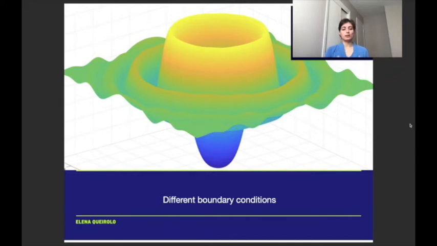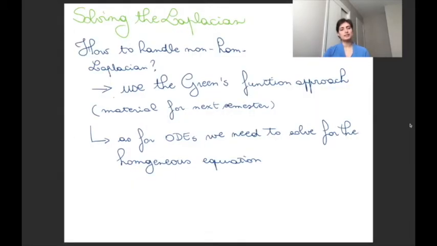Now that we have the Laplace equation in 2 dimensions, we can play with different boundary conditions. So first, let's think about how to handle non-homogeneous Laplacian. As a general statement, it works as we did with ODEs. We're going to be constructing a Green's function and then use some sort of convolution with the Green's function and the right-hand side. But this is material for the next semester.